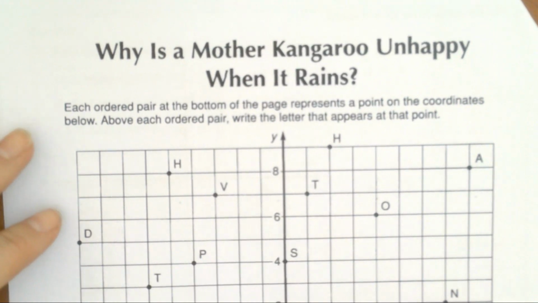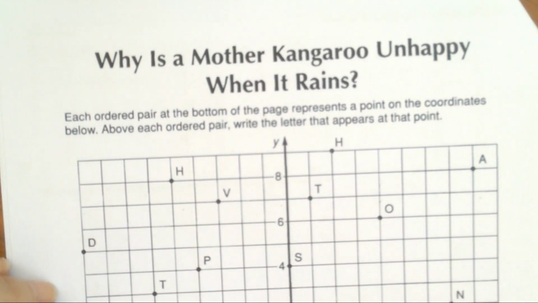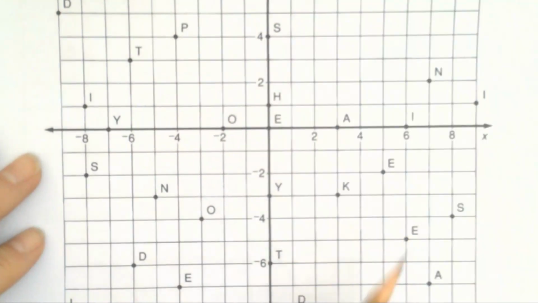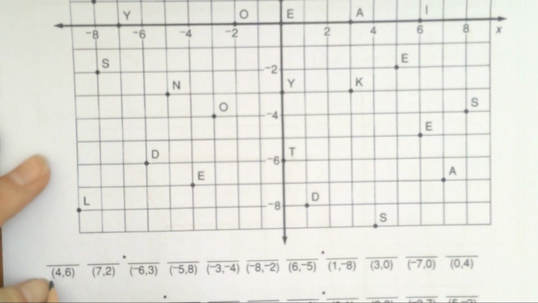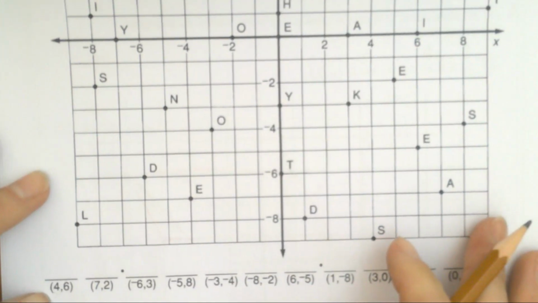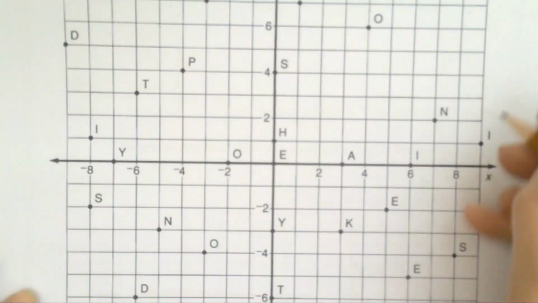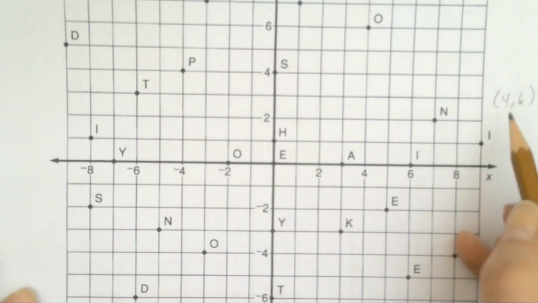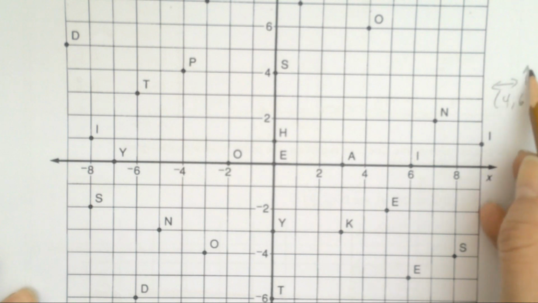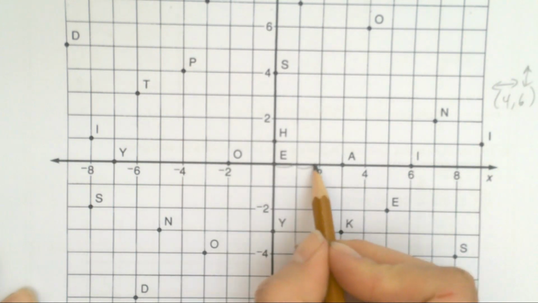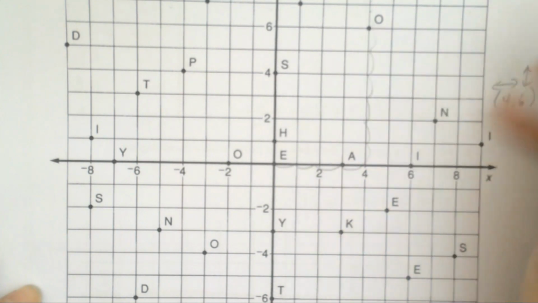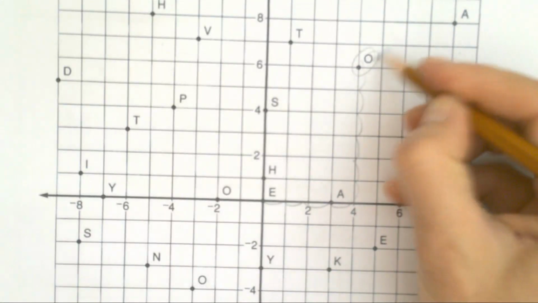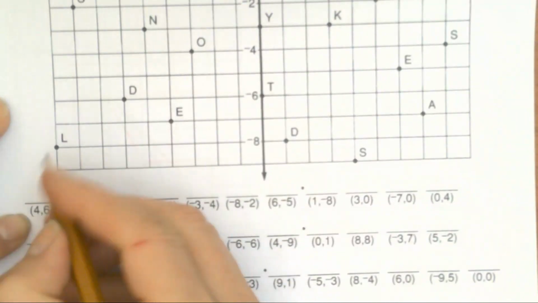Why is a mother kangaroo unhappy when it rains? I chose this because it's raining today. Okay, so what we have to do is we have to find the letters here. So 4, 6, where is 4, 6? So I'm going to write it up here so we can see 4, 6. That means left and right, up and down. 1, 2, 3, 4. 6 is up. 1, 2, 3, 4, 5, 6. O. So see, we have the letter O. So 4, 6 is O.